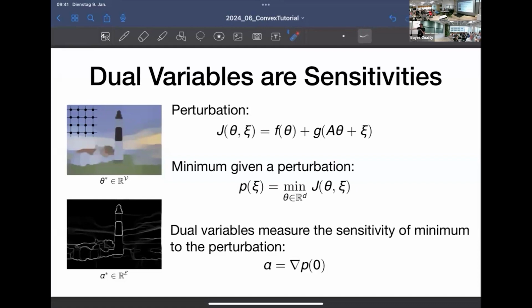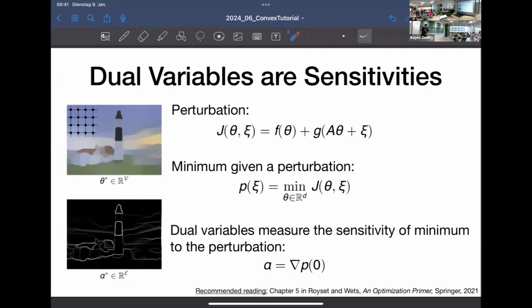You can prove under some regularity conditions, and if this function is differentiable, otherwise there exist generalizations, that the dual variable alpha is the gradient of this function p, which measures the minimum of my problem, at 0. And maybe I share the slides later on Slack, but there's a really nice recent book where this is very beautifully explained and motivated.